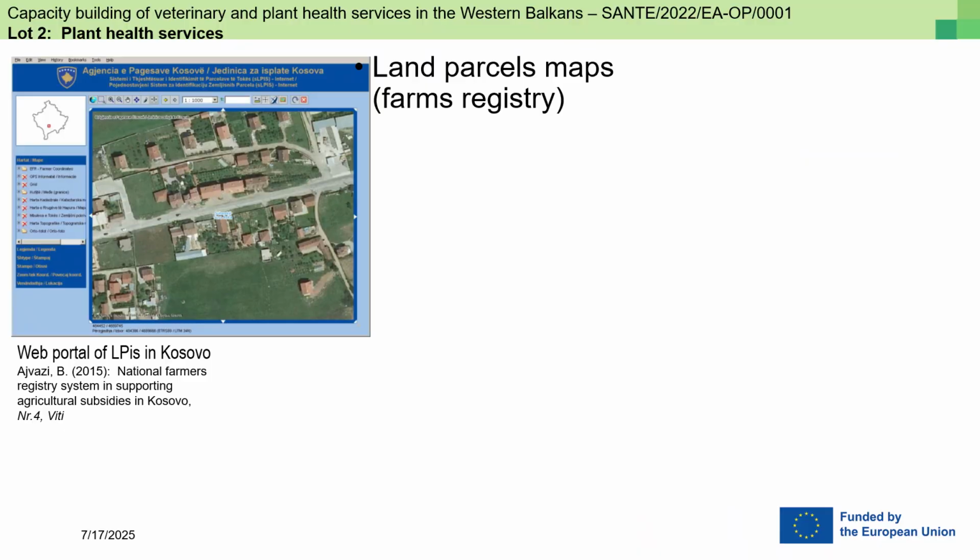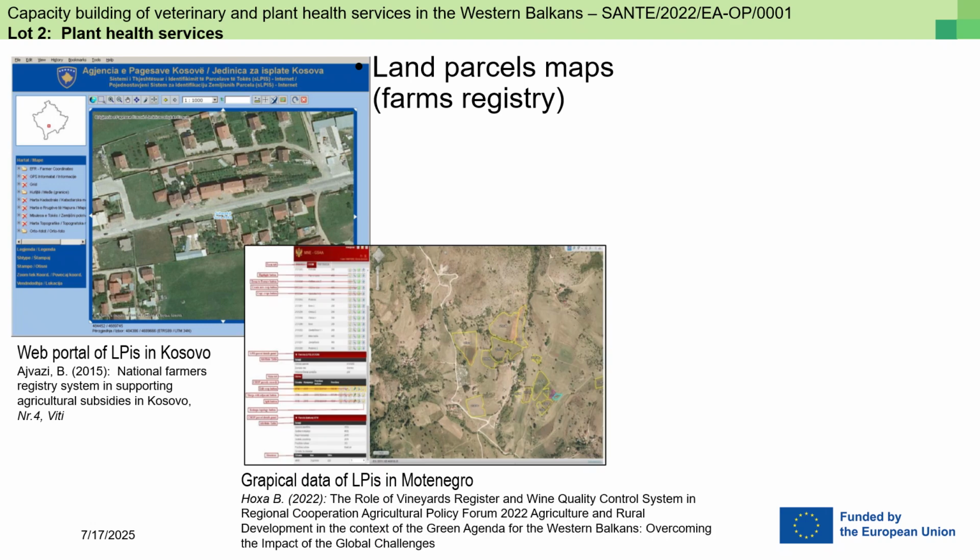First, plant health authorities need to get access to the geodatabases of the ministry responsible for the National Farmers Registry System in supporting agricultural subsidies. Here is an example of land parcels visualization from Kosovo. Besides the map, there are very useful data about the acreage and crops on the farmland. Second example is from Montenegro, where on top of the farm registry, there is a registry of vineyards and other permanent crops.